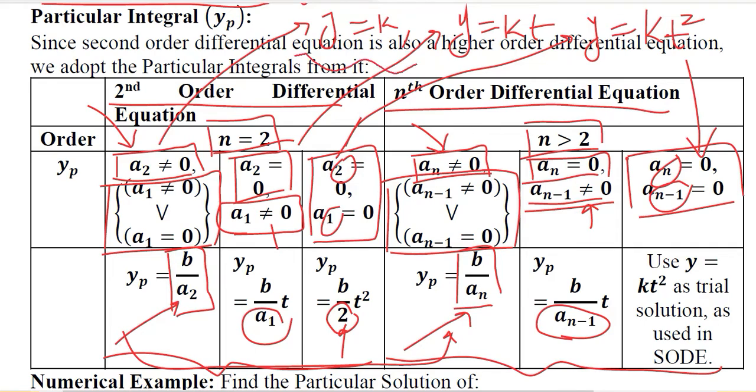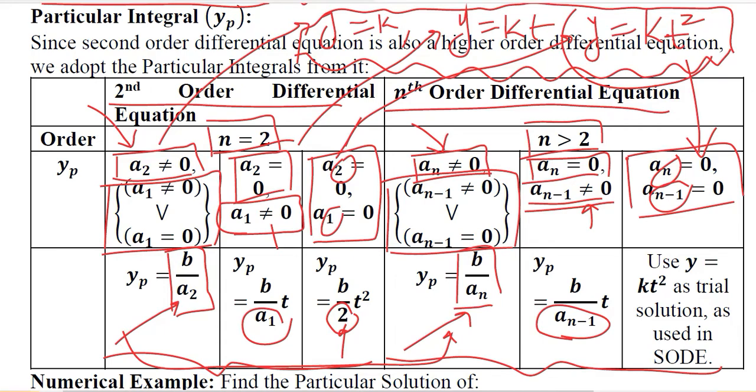For reminding yourself about these three assumptions regarding the particular integral formula derivation, you can refer back to the particular integral development of the second order differential equation. It is present in that video. So we are going to use this because right now we don't know about the order. It can be 3, it can be 4, it can be 5 or any other value. So we are going to use this y is equal to kt square as the trial solution that we have already used in the second order differential equation.